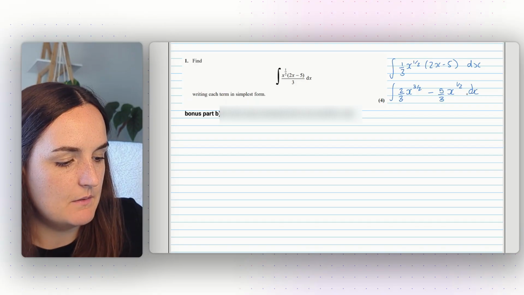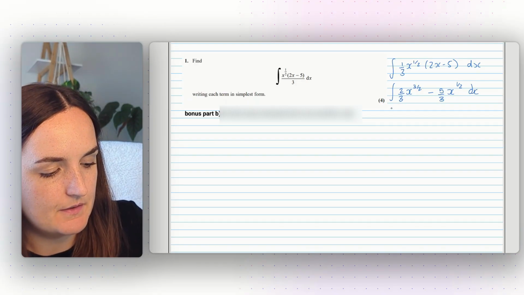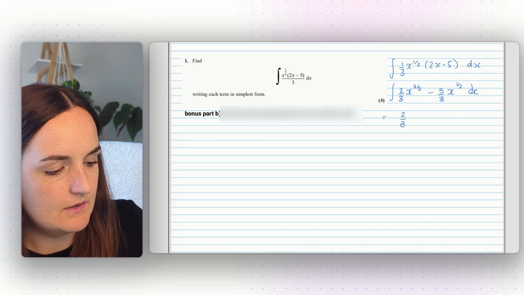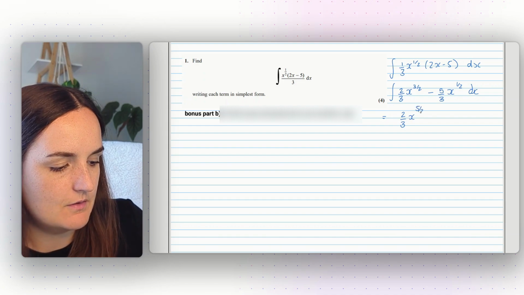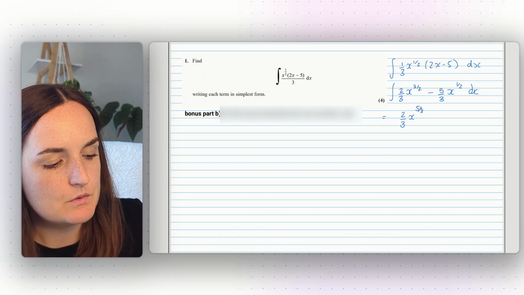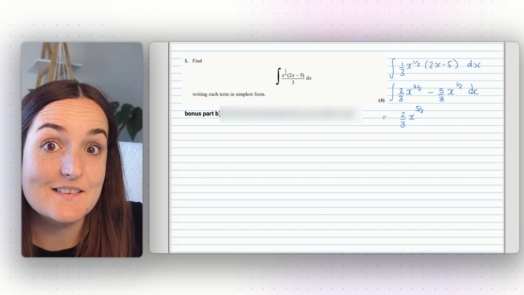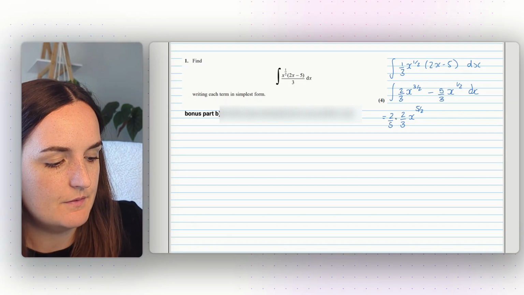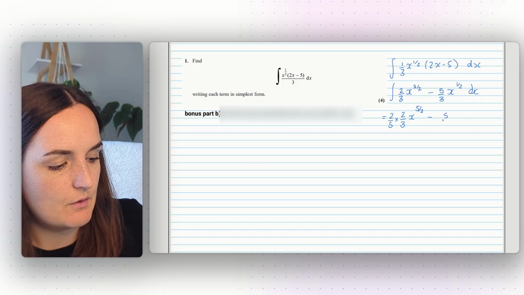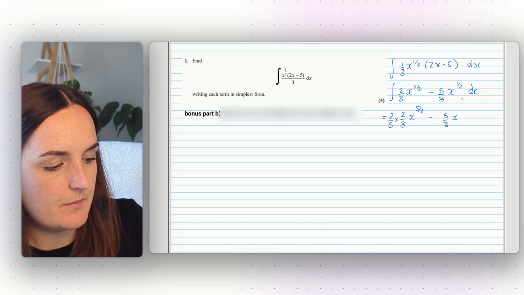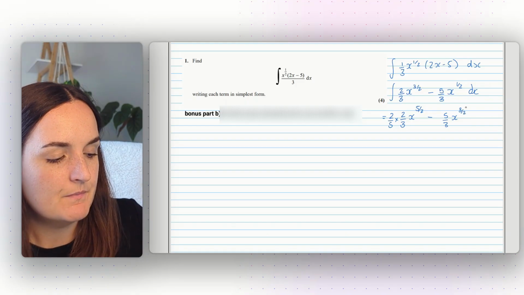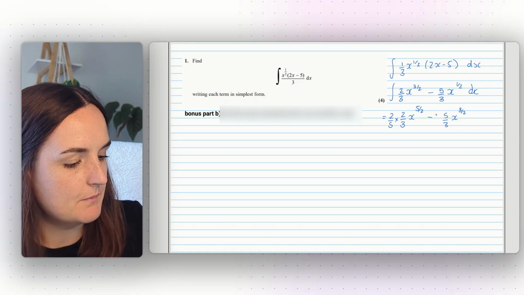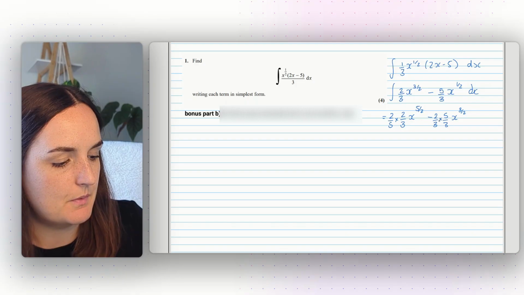And then when we integrate, we just add 1 to the power and divide by the new power. So I've got 2/3 x to the 5/2. So I've added 1 to the power. Now dividing by 5/2 is the same as timesing by 2/5. So this is 2/5 times all of this. Minus, then I've got 5/3 x. We add 1 to the power of 1/2. That's 3/2. Now we divide by 3/2. Dividing by 3/2 is the same as multiplying by 2/3.